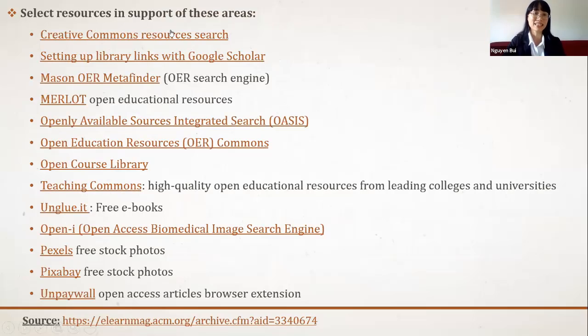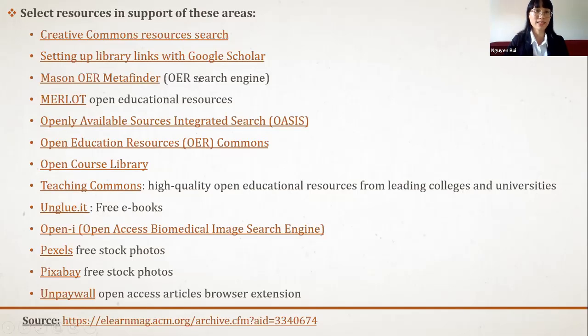The first one is the link for you to search any keywords or any learning areas in Creative Commons. This is a very large resource that you can use for your teaching. It's free and it's open. The next one is the link to set up the library links with Google Scholar, so that you can save the materials or bookmark the websites that you like.